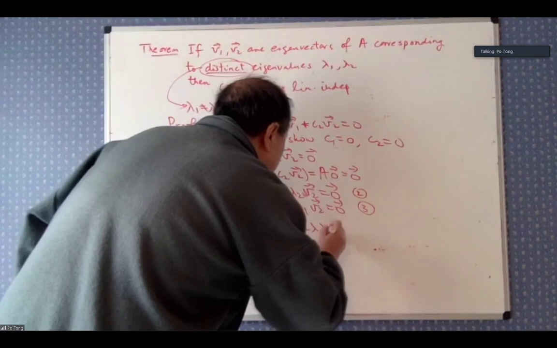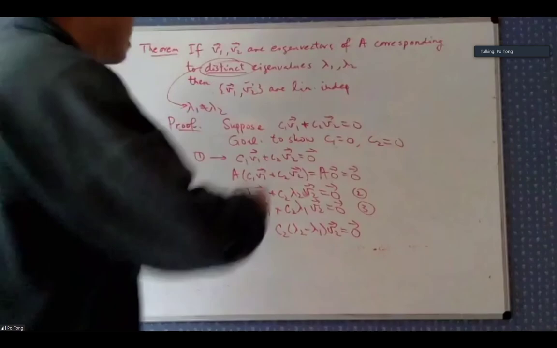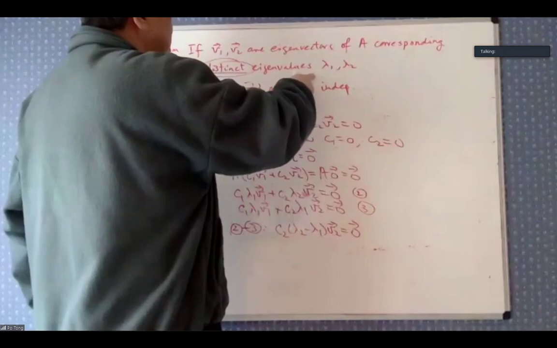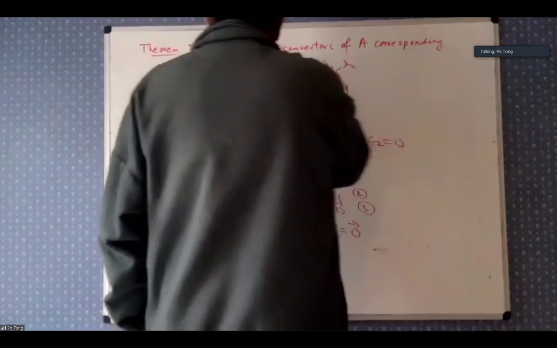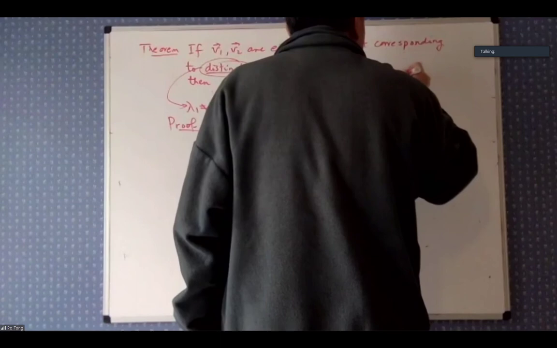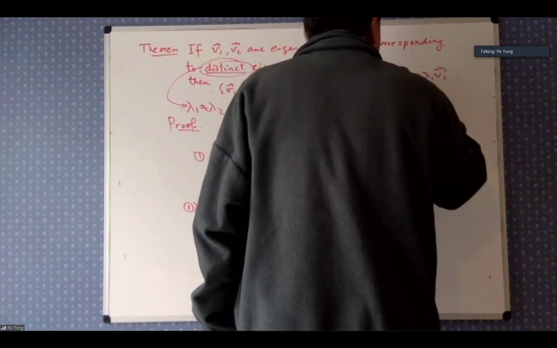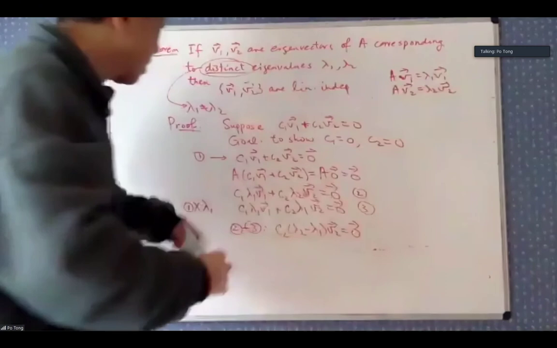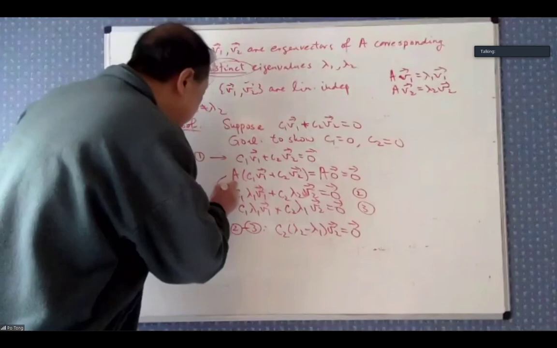Where did the lambdas come from? Those are the eigenvalues. Basically V1 is the eigenvector for lambda 1, V2 is the eigenvector for lambda 2. That means that A V1 equals lambda 1 V1, A V2 equals lambda 2 V2. And we were using this property when we go from this line to this line. Okay, so we end up with this.